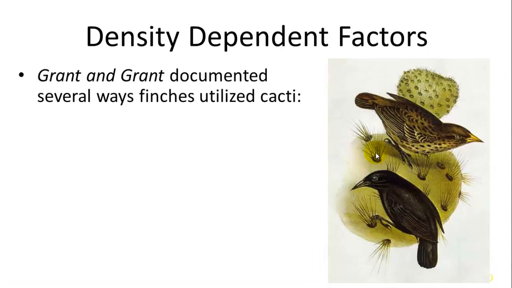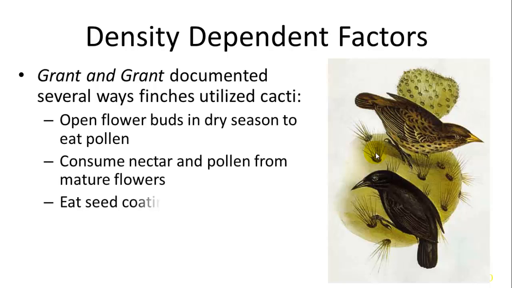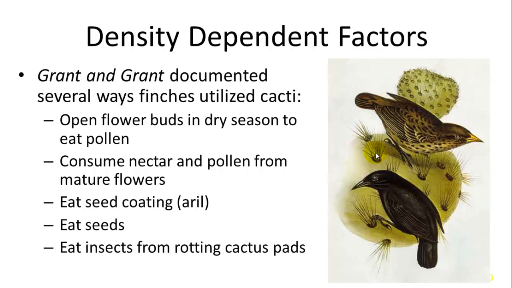Another researcher, Grant, documented several ways finches utilize cacti. They found that they open flower buds in the dry season and eat the pollen. They consume the nectar and pollen from mature flowers. They eat the seed coating. They eat the seeds. They eat insects from rotting cactus pads. A lot of these are density-dependent factors because they are also destroying the ability of the cactus to reproduce. And if they do that, then they're going to destroy their resources and cause a population decline.